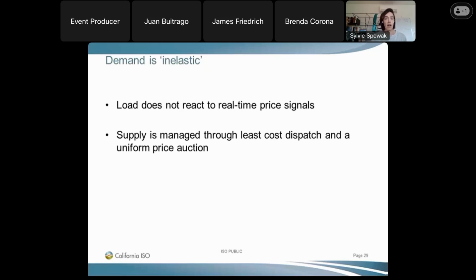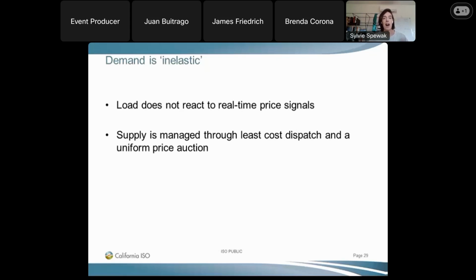That's Scarcity Pricing 101. So as a market operator, our goal is to keep supply and demand balanced at all times. And if we don't, we get blackouts. We want to avoid blackouts in the most efficient way possible. And one of the big challenges here is that demand is relatively inelastic. Load doesn't react to real-time price signals.